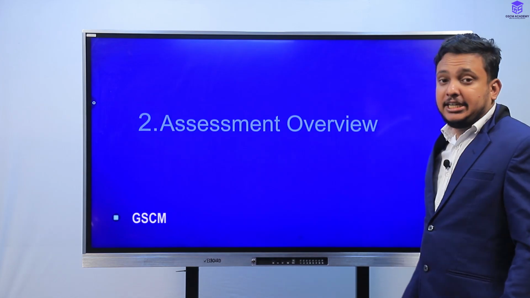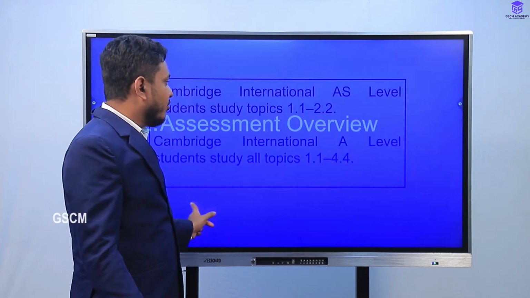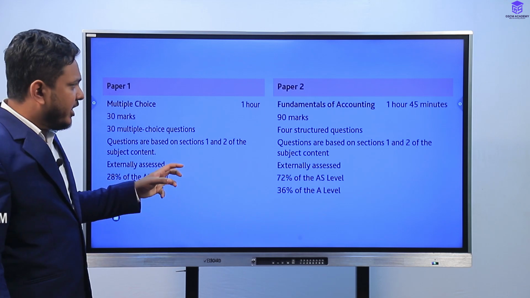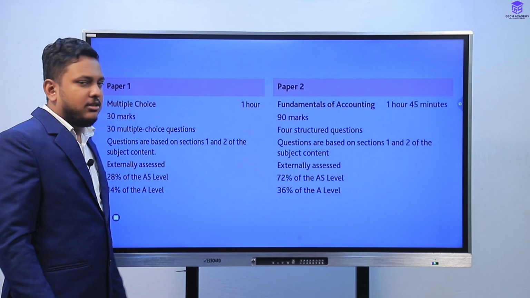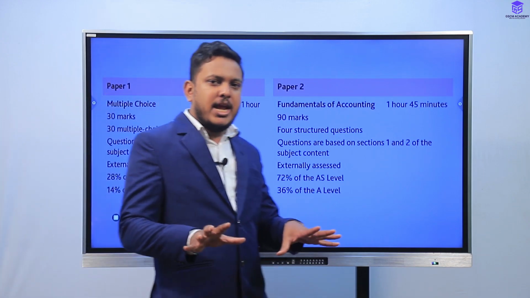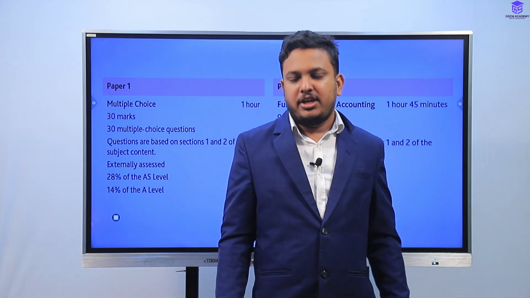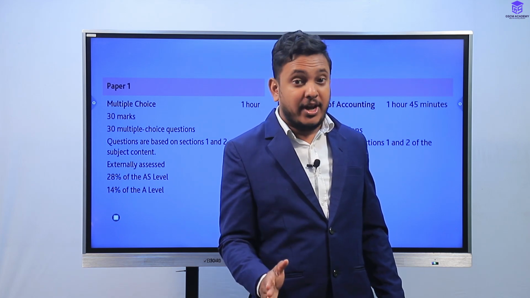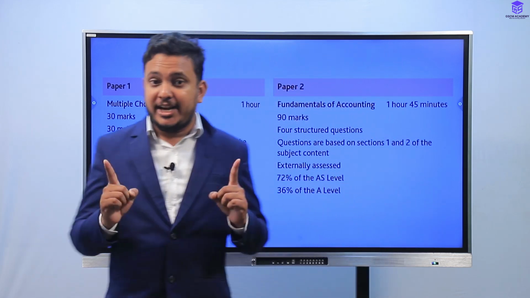Then guys, the second thing that we are going to discuss is the assessment overview. Here, you can see, when it comes to the accounting examination, there are 4 papers: 1, 2, 3, 4. Paper 1 and paper 2 are applicable to the AS qualification. If you want to get the AS certificate, you are required to face paper 1 as well as paper 2.